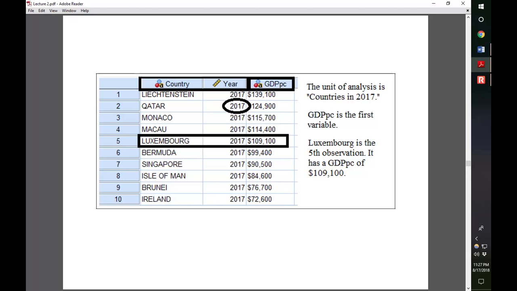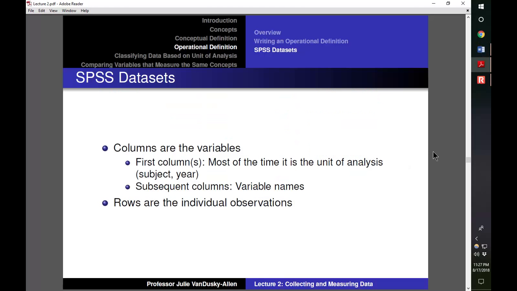Now, for the most part in class, you will not be entering in your own data for your assignments. Instead, you will be working with data sets other people have created. Hence, you will have to know how to read data sets when you use them. So if you need to figure out how to read a data set and figure out its unit of analysis, you should use these basic rules.